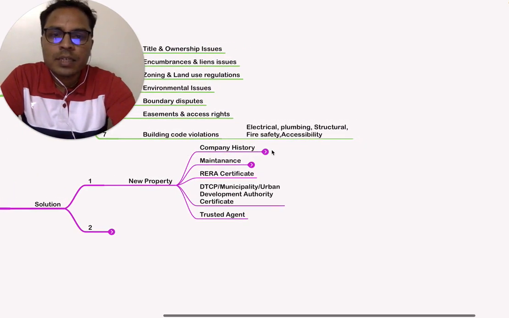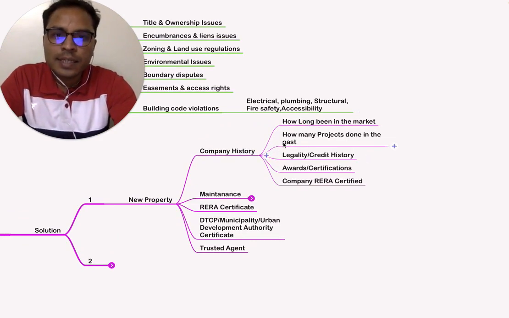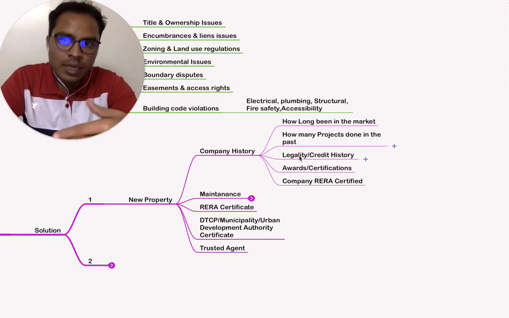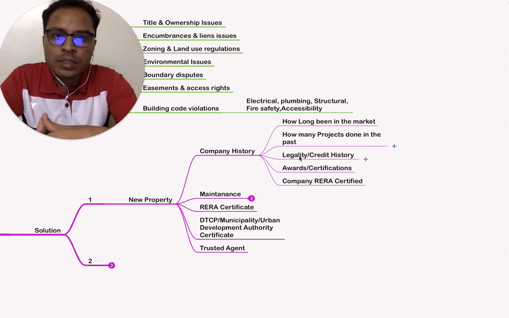Company history, like how long the company has been in the market and how many projects it has done in the past, and legality. Do they have a proper legal department in their system? The property development should be aligned with the legality, which abides by the regulations of the government.